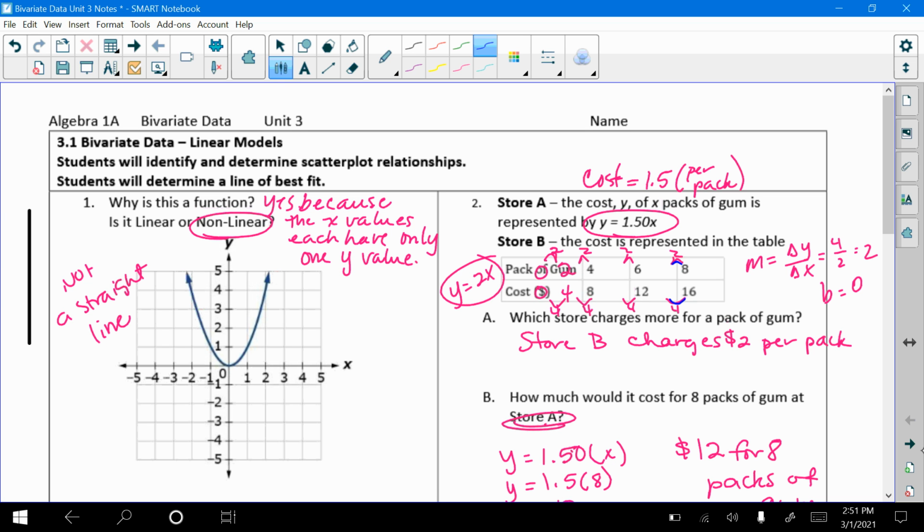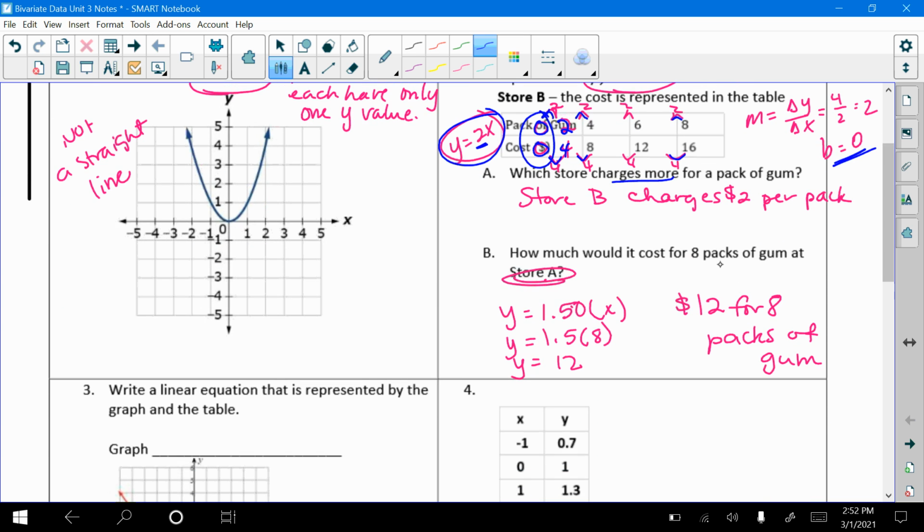Now my y-intercept, just to make sure that we know the value, we're going to go back 4 each time. That would give me a 4, back 4 more, and that gets me to 0. Same thing up here. Back 2 gets me to 2, back 2 gets me to 0. I want to know the y value when x is 0, so the y-intercept is 0. So my equation is y equals 2x. So if this is $1.50 per pack, this is $2 per pack. So store B charges $2 per pack. It is the one that charges more.